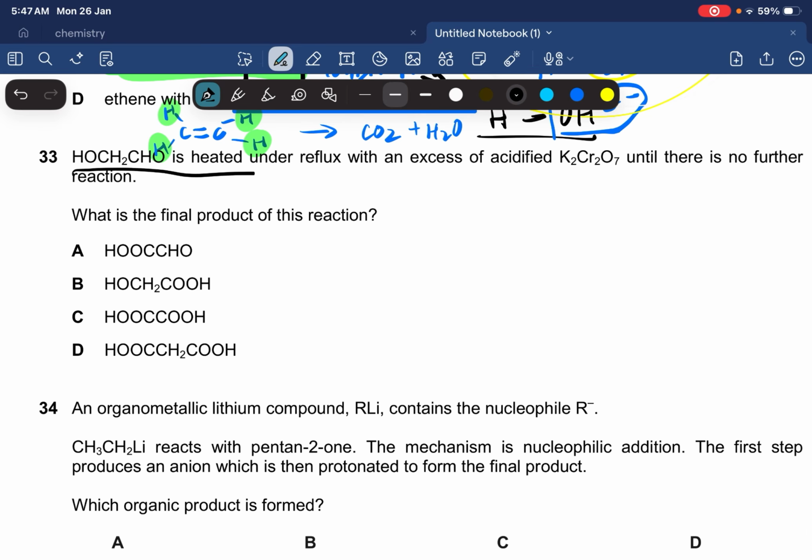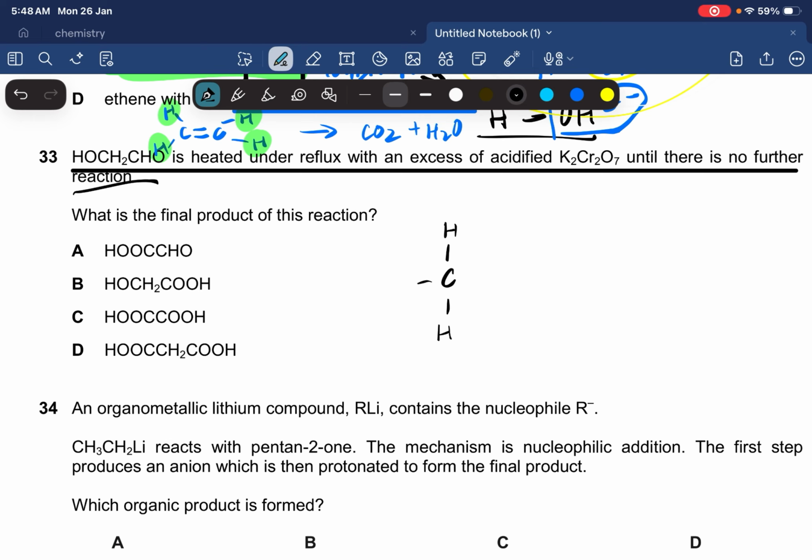Now this compound is heated under reflux with an excess of acidified K2Cr2O7 until there is no further reaction. What is the final product? So let's draw it. H, then there's an OH, then there's a C double bond O and H. So we are oxidizing it.